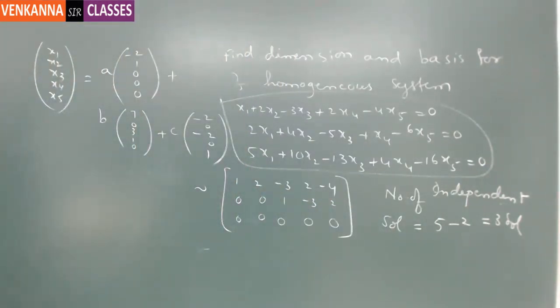The set of all solutions for that homogeneous system is nothing but a vector space, and for that vector space these three vectors become a basis. Since the number is 3, the dimension of the vector space is nothing but 3. That was the conclusion of the problem.